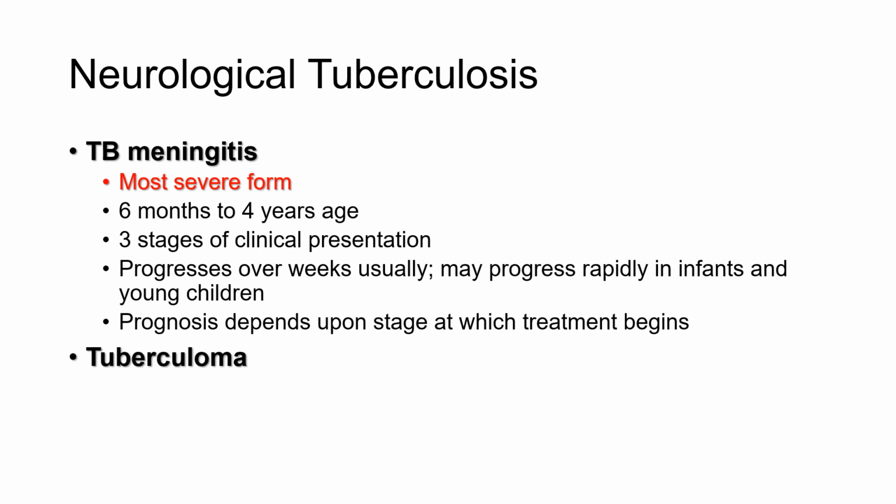And the other form of neurological tuberculosis is tuberculoma. Mainly it presents as an intracranial space occupying lesion. And it presents as seizure, headache and focal neurological deficit, just like any other intracranial space occupying lesion.